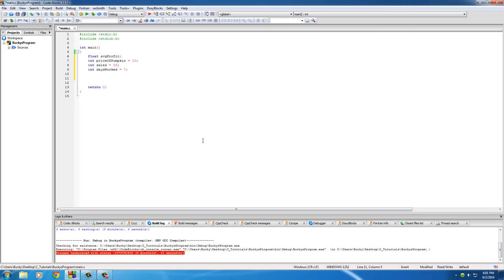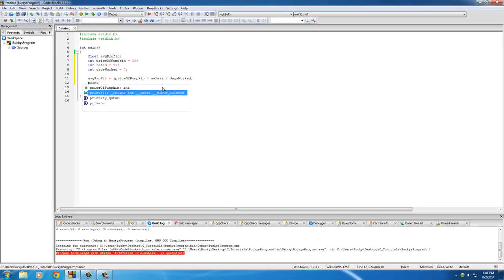So you might be like, okay, I know how to do this, no problem, I don't even need to watch the tutorial. What you do is you take the price of pumpkin and multiply it by sales, and that gives you the total amount of money you made. Then I'm going to divide this by days worked, and that I think would give me the average amount of money I made per day. It looks pretty good right now, so let's see what happens.